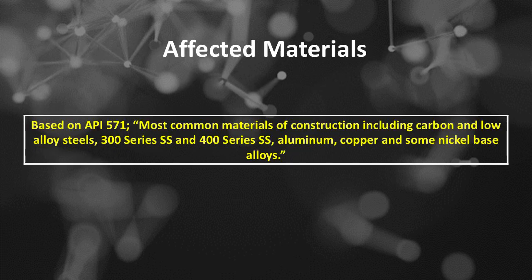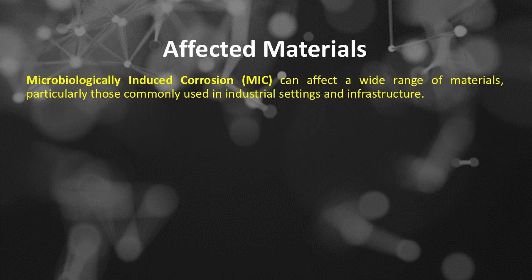Microbiologically induced corrosion affected materials based on API 571: most common materials of construction including carbon and low alloy steels, 300 series SS and 400 series SS, aluminum, copper and some nickel-base alloys. Microbiologically induced corrosion, MIC, can affect a wide range of materials, particularly those commonly used in industrial settings and infrastructure.